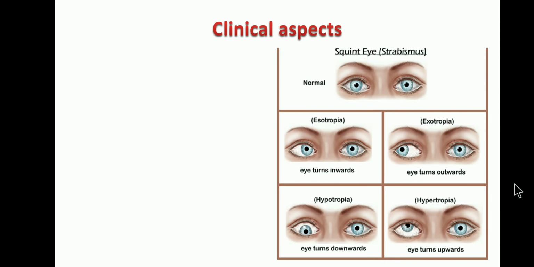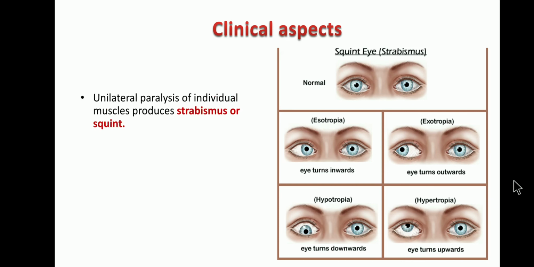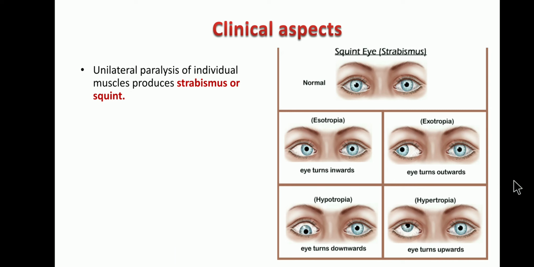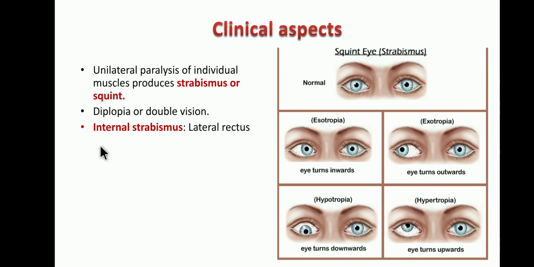Now coming to the clinical aspects, if any of the muscles is paralyzed, it is called strabismus or squint. Different types of strabismus or squint are there. Unilateral paralysis mainly occurs. You see diplopia or double vision. The most common symptom you see is diplopia or double vision. And when does diplopia or double vision occur? In internal strabismus. This is the normal eye.